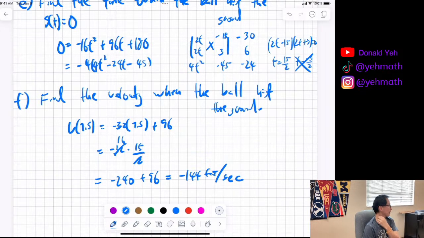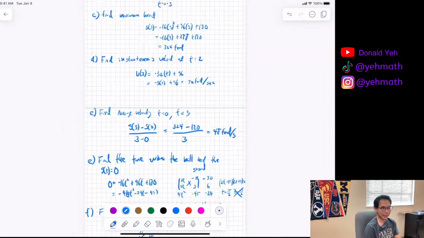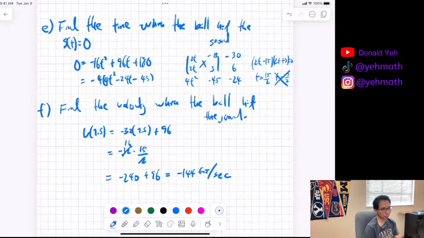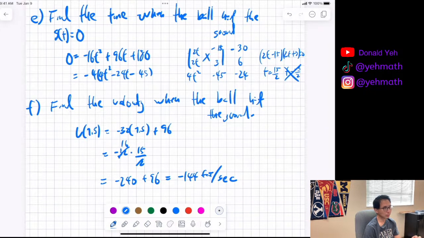So we found all the information. Now sometimes some of you say, does that make sense or no? If you go back to the does that make sense?